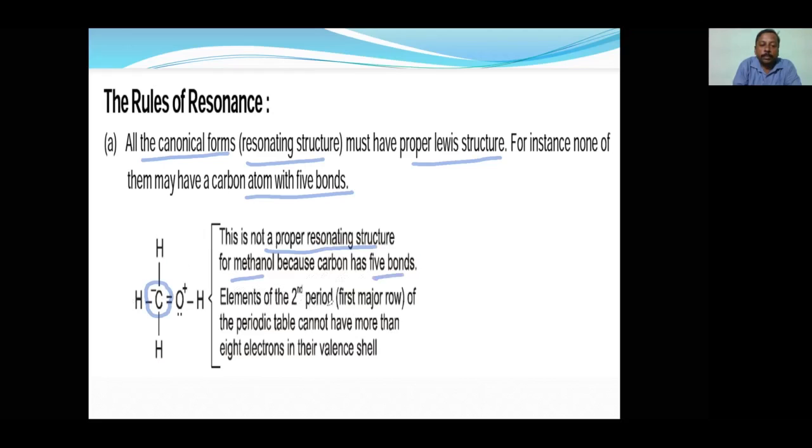The elements in the second period, the first major row of the periodic table, cannot have more than 8 valence electrons. So 8 electrons are the maximum permitted. So the first thing is carbon should never form more than 4 bonds. In those 4 bonds it can be 2 sigma and 2 pi, or all sigma bonds. That can be possible. But the main condition is it must have a proper Lewis dot structure. Lewis dot structure means the octet must be followed.